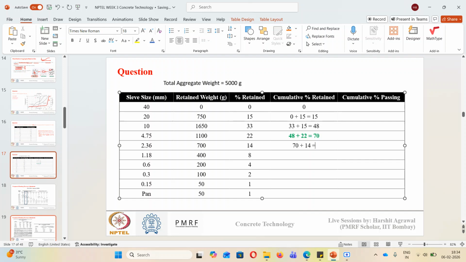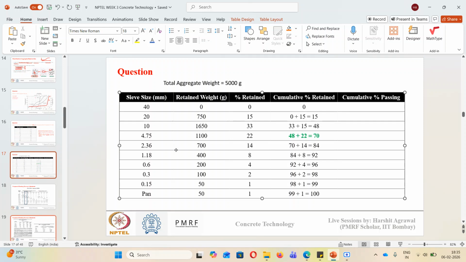70 plus 14, which is 84. Then 84 plus 8 will be 92. 92 plus 4 will be 96. 96 plus 2 will be 98. 98 plus 1 will be 99. 99 plus 1 will be 100. So we can cross check our calculation like this. It is 100%, so above the pan we have 100% aggregate. This is my cumulative percentage retained.